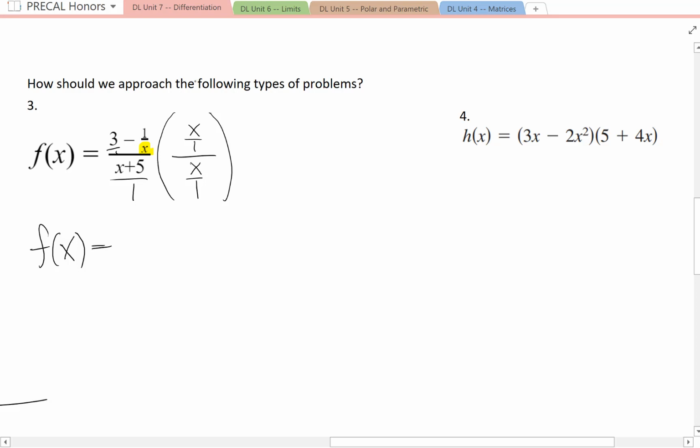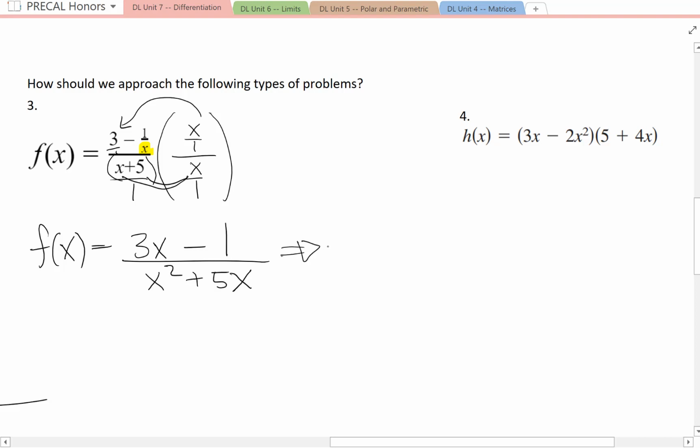So f of x could be written as 3 times x minus 1 over x times x is 1. And we're distributing again, so x times x is x squared. x times 5 is 5x. And at this point, then you could use the quotient rule and it would be a lot easier.